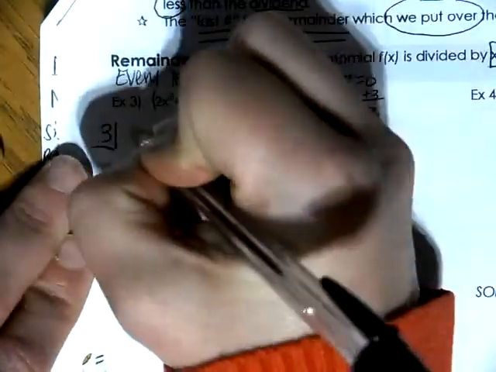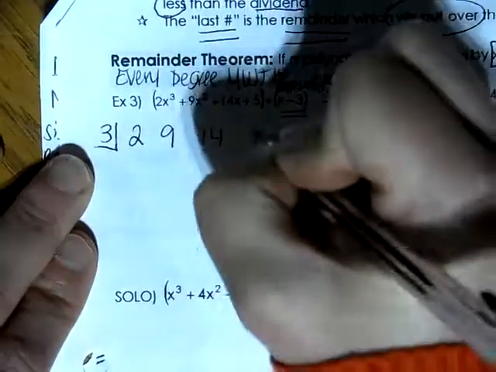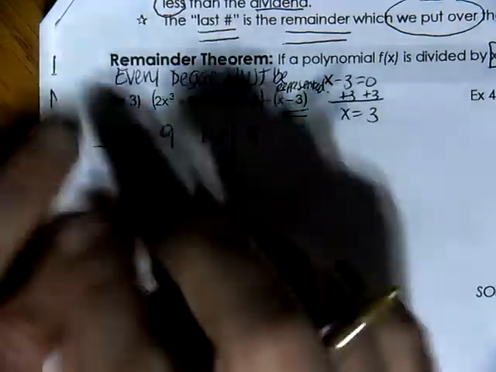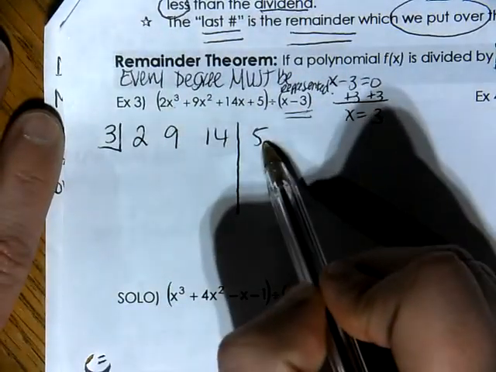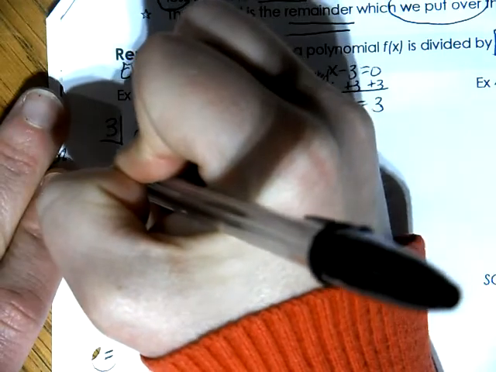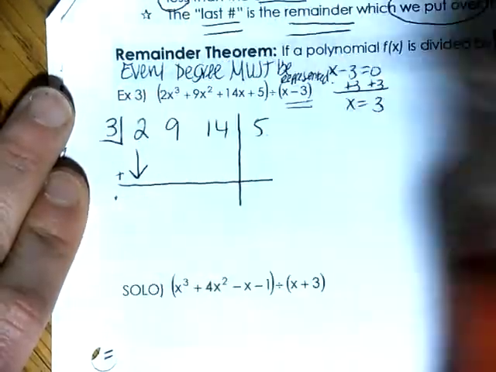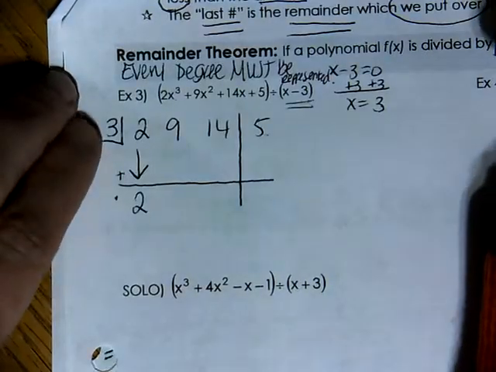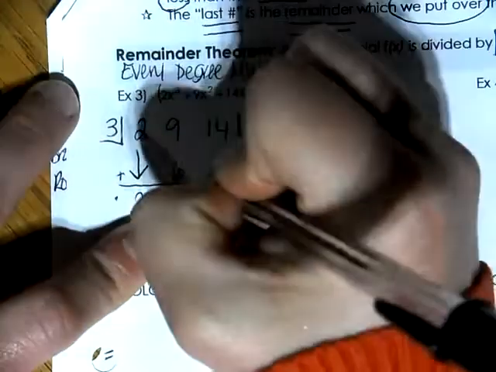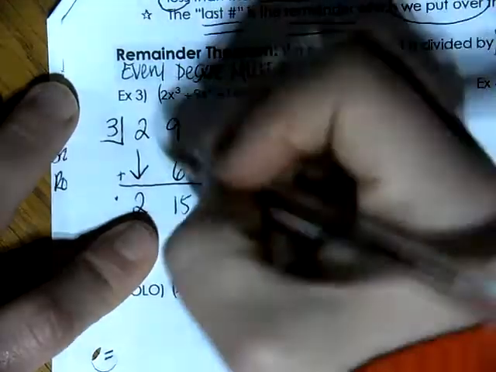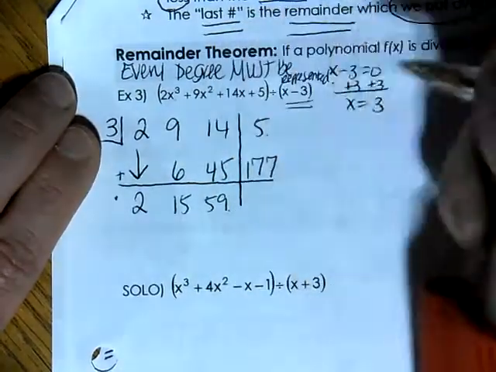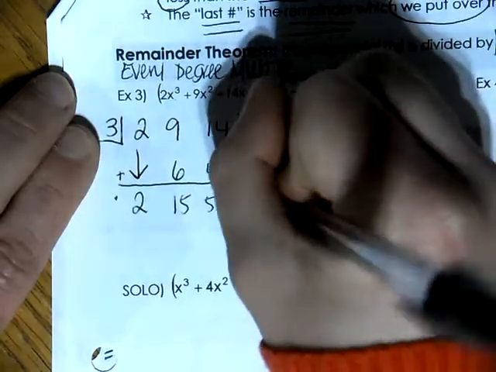So I'm going to put 3 inside of the little box, and I'm going to write 2, 9, 14, and 5. Make sure that this doesn't look like 2,914. You want to have some space in between the numbers. And in between your last two values, we're going to put a vertical line and then a horizontal line. Remember that we add above and multiply below, bringing down our very first number, which is 2. I'm going to multiply 3 times 2, which is 6. 9 plus 6 is 15. And I'm going to repeat. 3 times 15 is 45. 14 plus 45 is 59. 3 times 59, you might need a calculator, but that equals 177. And 5 plus 177 is 182.